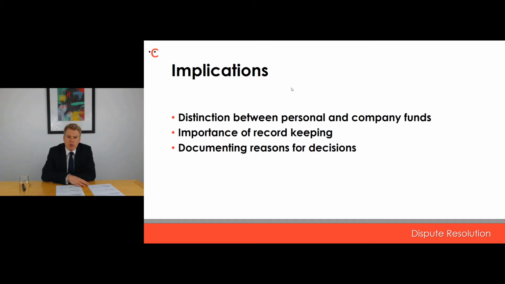So, what lessons can we learn from this? Well, firstly, that it's very important to remember that company funds are company funds and personal funds are personal funds, and often where I see cases where directors in particular have run into problems is where they've failed to keep that distinction. They treated the pots of money as interchangeable, and they've moved from company to personal, as Mr. Hunt did here.